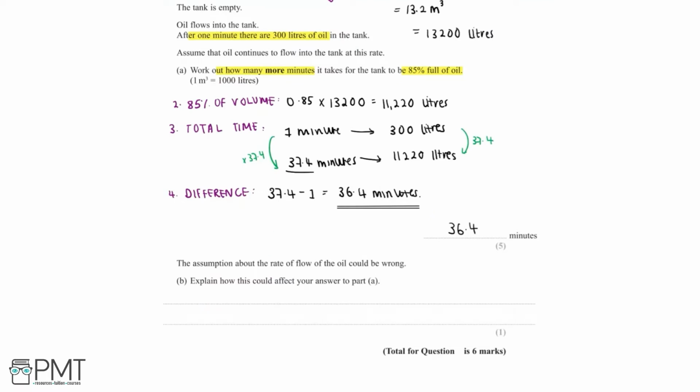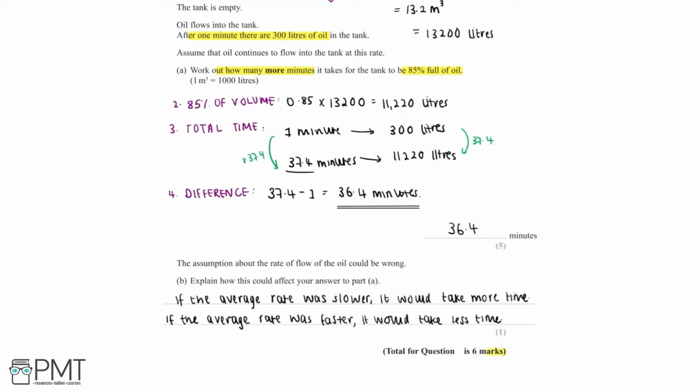Now in part B, we're told that the assumption about the rate of the flow of oil could be wrong, and we need to explain how this could affect our answer to part A. Now the rate of the flow of oil describes the amount of oil being filled in the tank per unit time. Now if the rate of the flow of oil was faster, that means it would take less time for the tank to fill up. But if the rate of the flow of oil was slower, that means it would take more time for the tank to fill up, and we can write this down below.